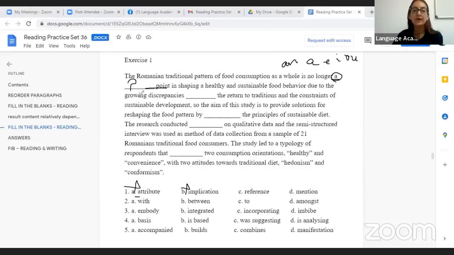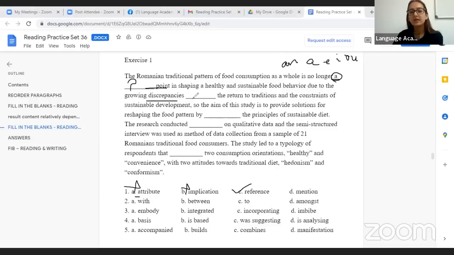And now we need to find out a type of point. Reference point is a thing, mention point doesn't have any meaning. That is why it will be reference point, means a point from where we can take reference of something, but mention point is not a thing in English language. So we can go with reference point in shaping a healthy and sustainable food behavior due to the growing discrepancies, dash the return to traditions and the constraints of sustainable development.